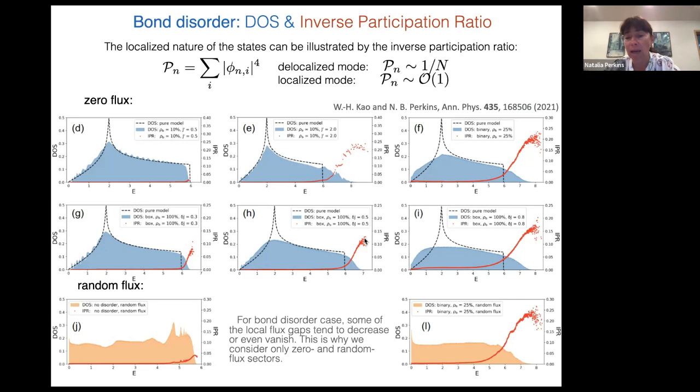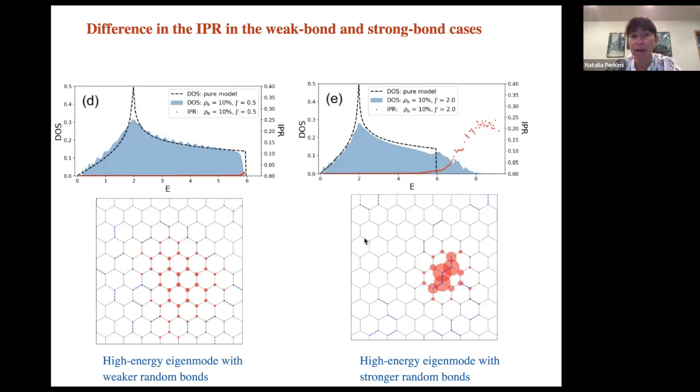And this localization at the band edge is known as Lifshitz tails. So here, let me quickly compare the difference in the IPR in the case when we dope the system with the weak bonds and the strong bonds. When we dope it with the weak bonds, so we have 10% of the bonds which are half of the strength, if you consider one of the high energy modes, so here everything is measured in units of J, so six corresponds to six J, we take one of the high energy eigenmodes, and we can see that it's actually delocalized. So it's basically distributed over many sites. And this happens because at this energy, the bonds which contribute the most are the normal bonds, and these are 90% of the bonds. And therefore, we have this kind of delocalization.